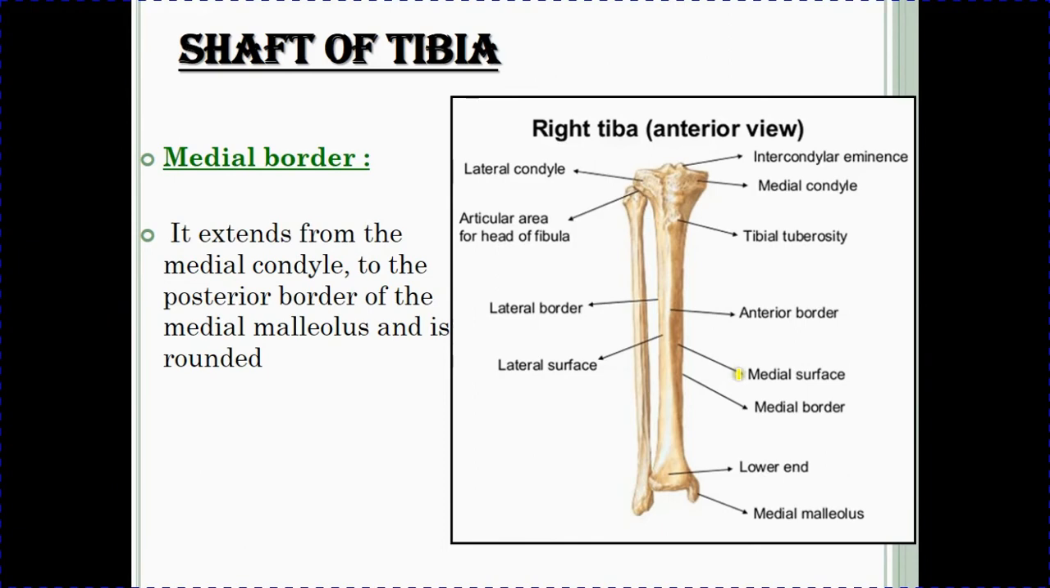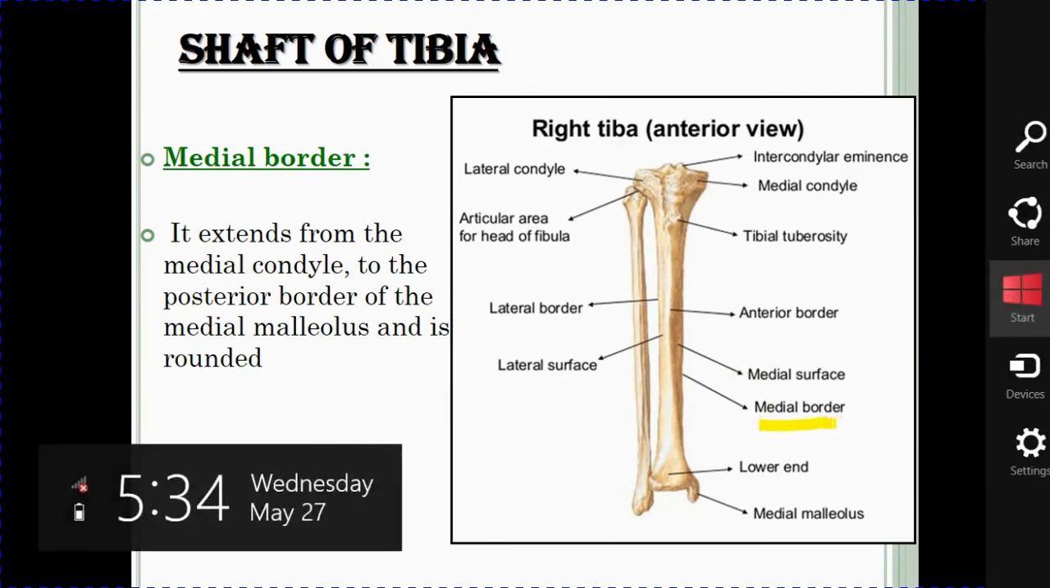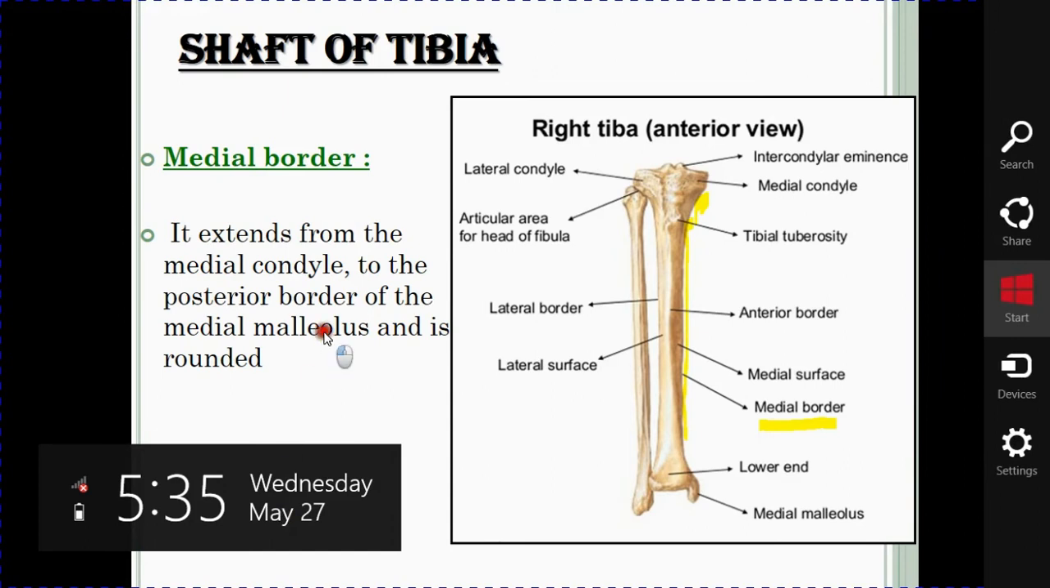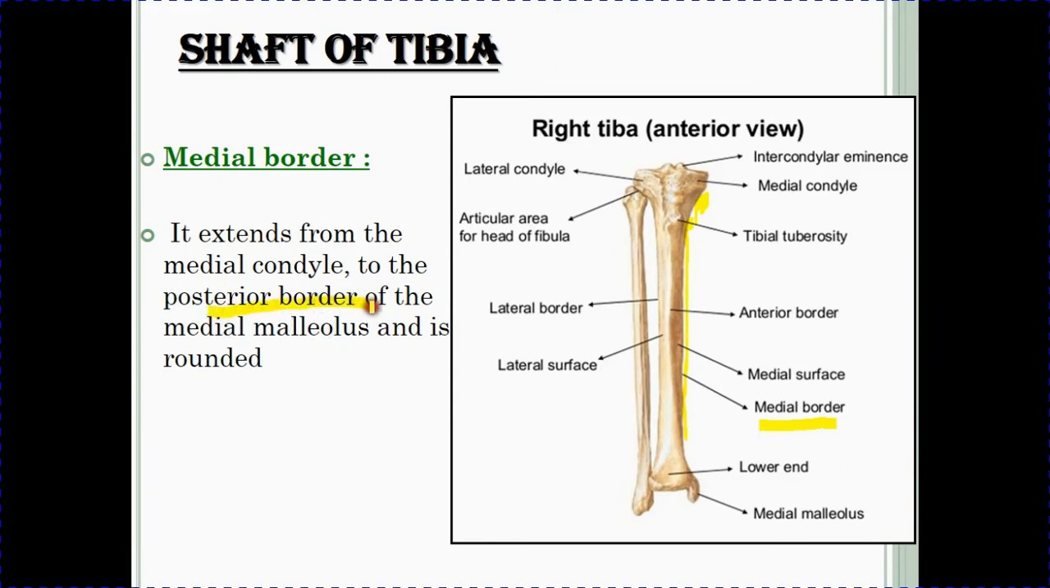Then you have the medial border. The third border is called the medial border, and you can see over here it extends from the medial condyle down up to the posterior border of the medial malleolus. It will move down, and it will go posteriorly down up to the posterior border of the medial malleolus.